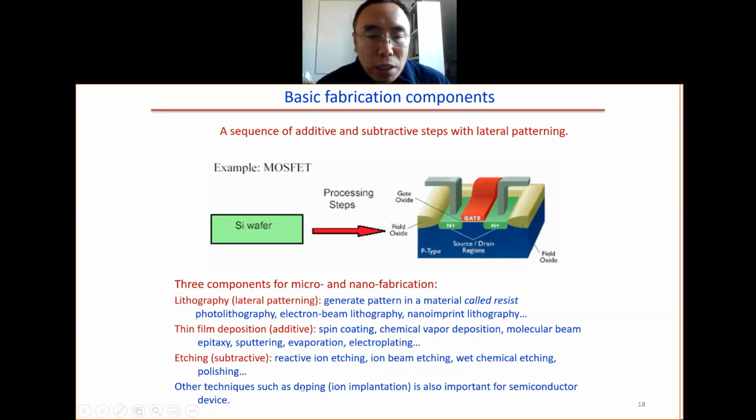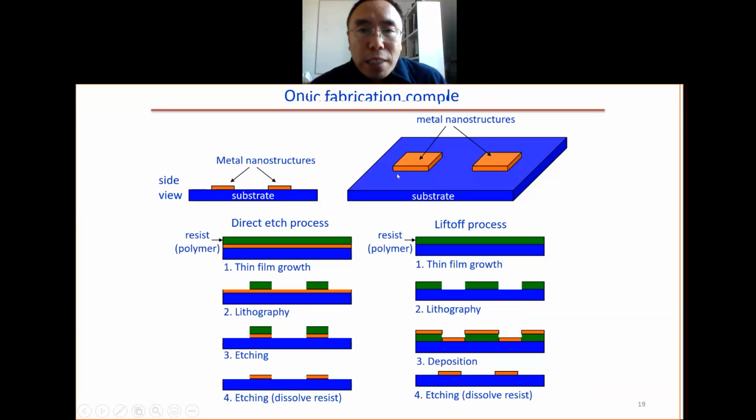For the case of the semiconductor device, we also need doping. This is done by ion implantation and also by diffusion. So now we will see, for example, the metal nanostructures. You can see nanostructure or microstructure is the same. For instance, if we want to measure the electrical property of the carbon nanotube, what do you do? You put the carbon nanotube on the surface, then you put the metal electrode. You have the contact to measure the electrical property.